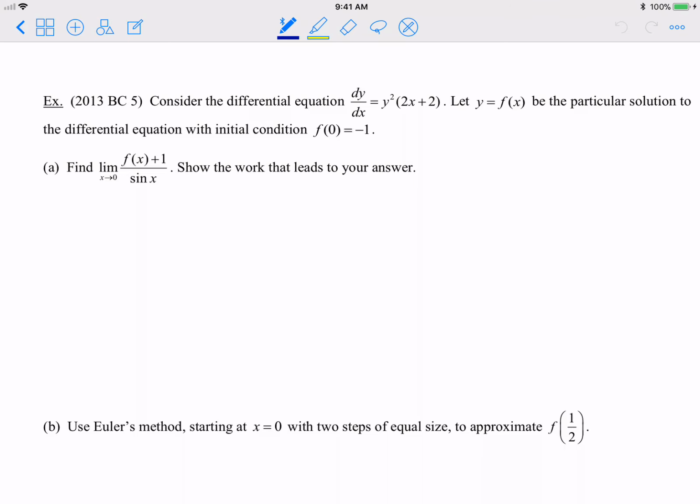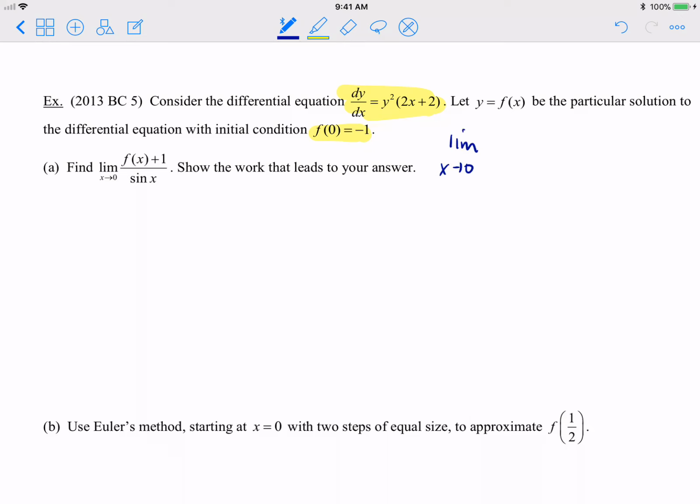Okay, 2013, number 5. So it says consider the differential equation. So we're given a differential equation here, and we are given an initial condition that f of 0 is equal to negative 1. Okay, so part A says find the limit as x approaches 0 of f of x plus 1 over sine x. Okay, well, I'm just going to do some scratch work back up here.